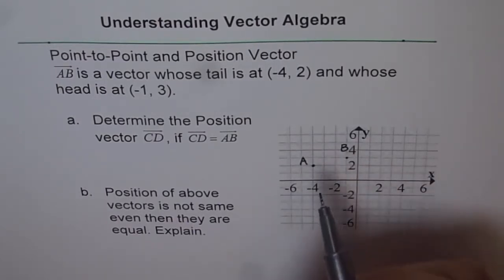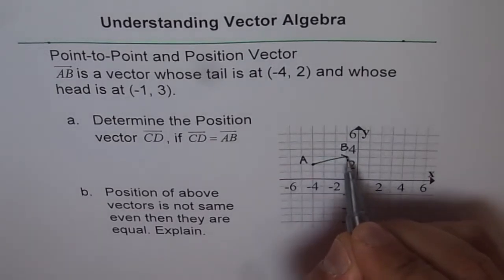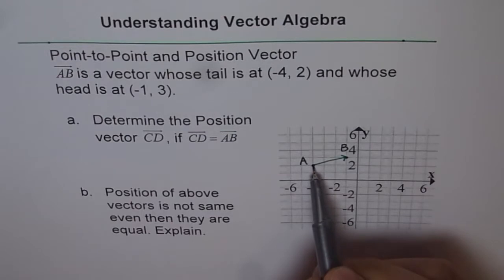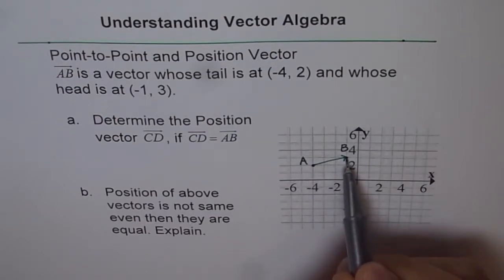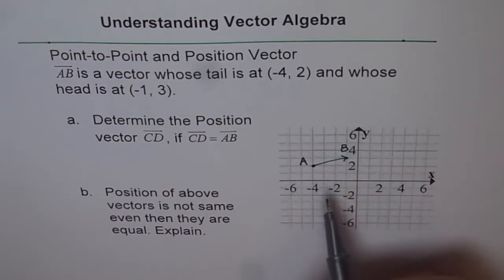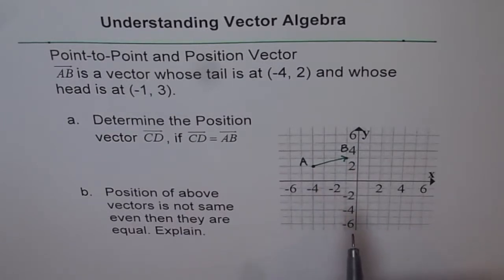And if I join A and B and make an arrow at B, that shows our vector. Length of this line shows the magnitude of the vector, and the direction is shown by this arrow, right? And it goes from A to B. So that is our point-to-point vector AB.